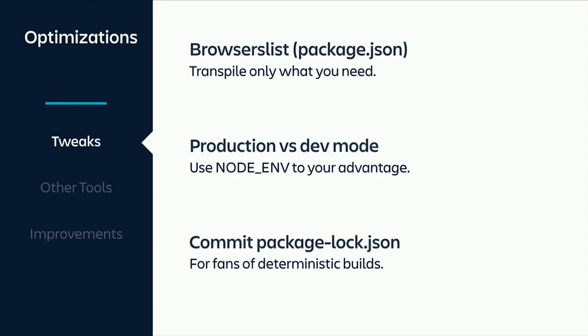Next, make sure you commit package-lock.json to your repository. This is a do-as-I-say, not as-I-do in the demo app. This makes sure that your builds are deterministic.